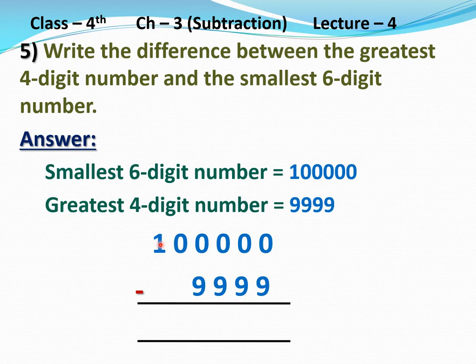Now see, this 1 will give borrow to this 0. So this 0 will become 10. Now this 10 will give borrow to this 0. So this 0 will become 10 and this 10 will become 9.